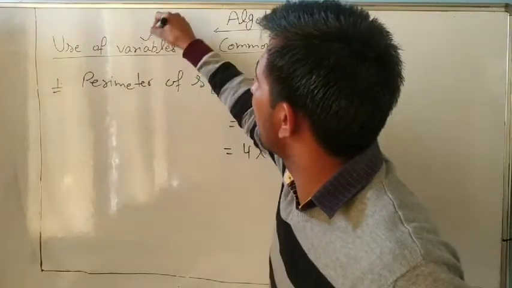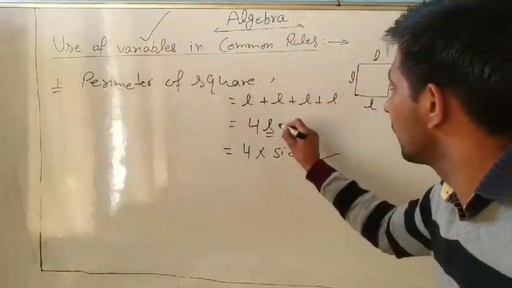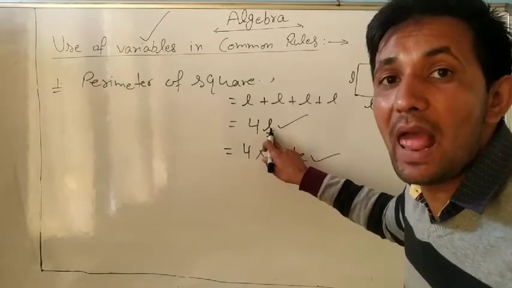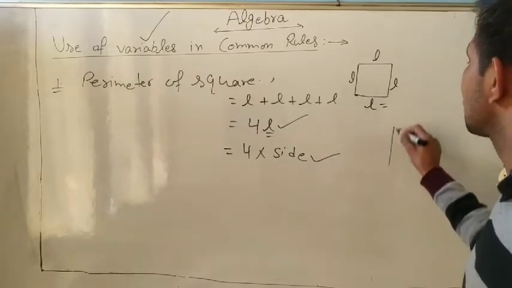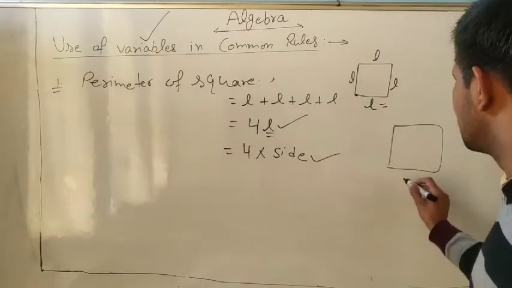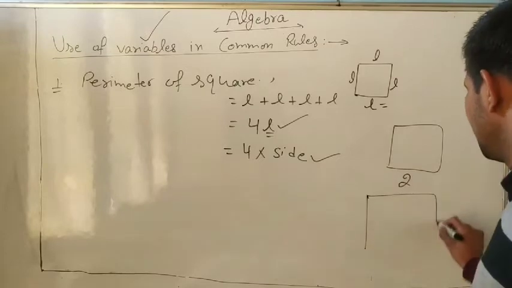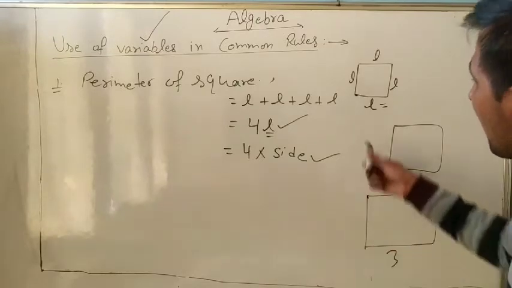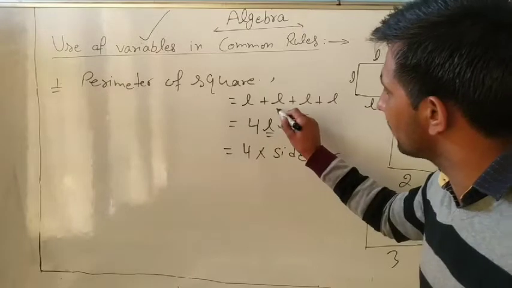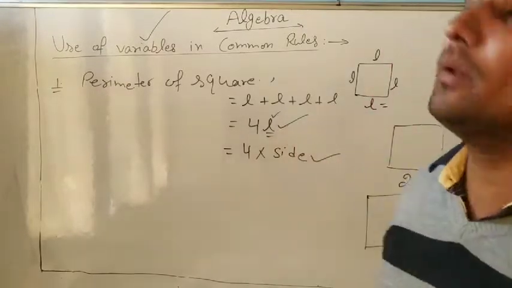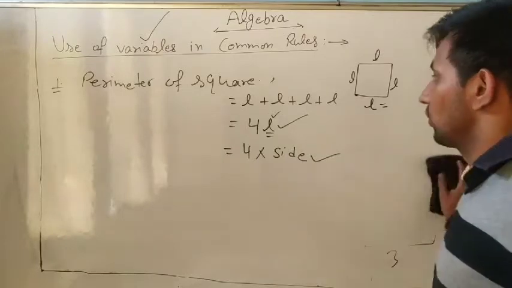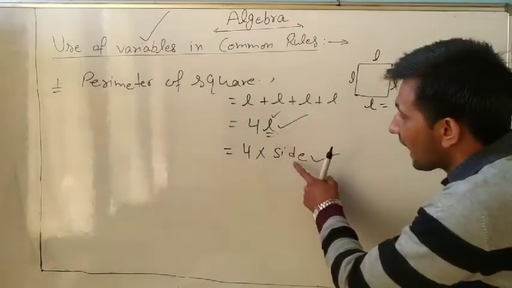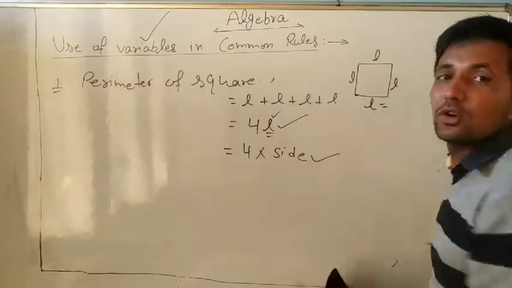But what is the use of variables in common rules? Yes, we are using a variable. What is the variable? L. L is the variable here. Variable means whose value is not fixed. Maybe the side of a square L is 2, maybe each side of the square is 3. L is not fixed, it is a variable. So we will use variables many times in common rules. So here what is the variable? L. Side is the variable because the side is not fixed.